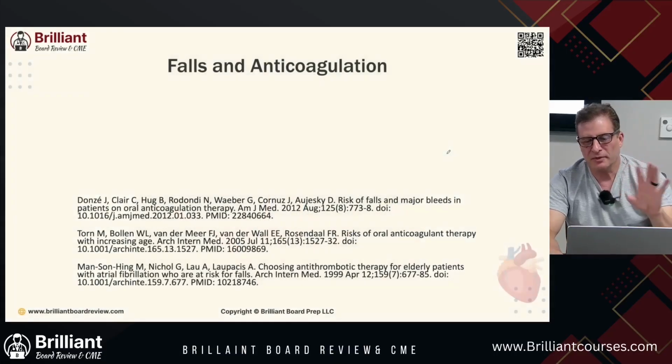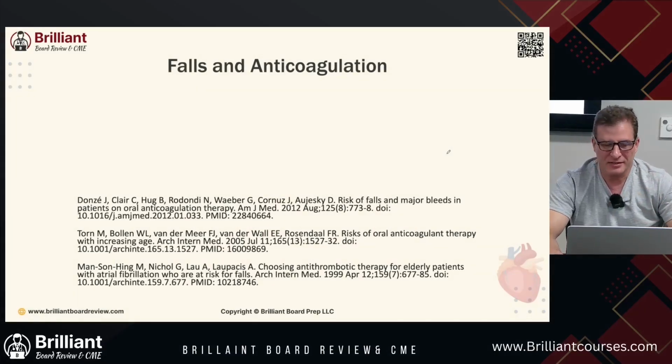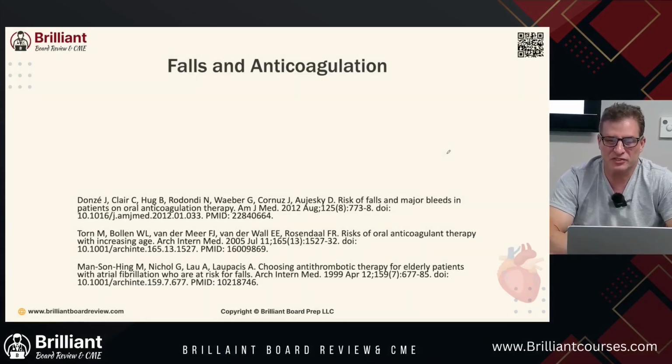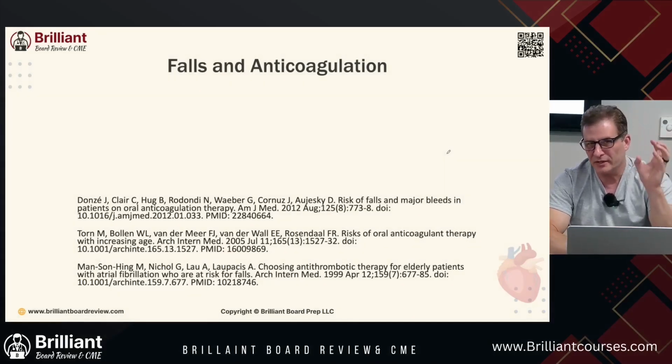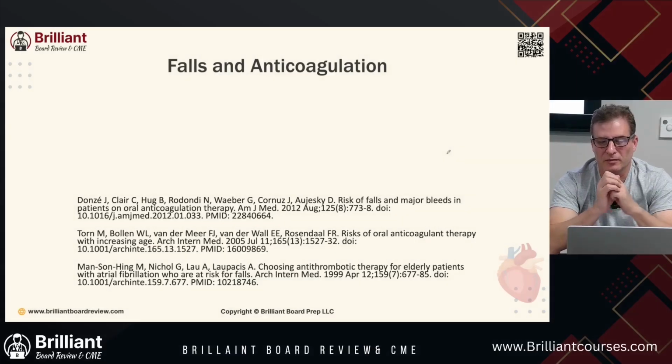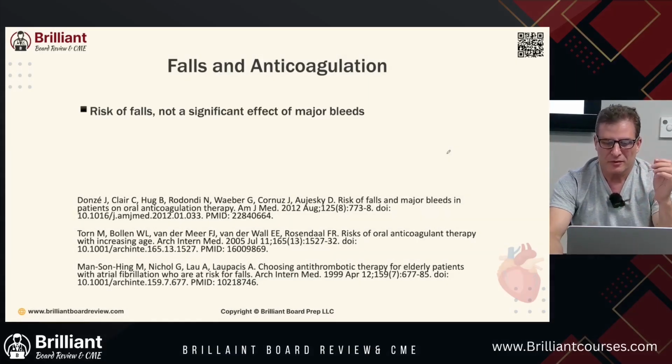We're going to talk about this real quick, and then we're going to go back to that case. So if someone falls, should we hold anticoagulation? Now, this is going to have to be an individual by individual decision, meaning the individual provider is going to have to sit and talk to the individual patient, and they're going to have to come to an agreement. Because there are several studies which show this, that risk of falls does not significantly affect major bleeds.